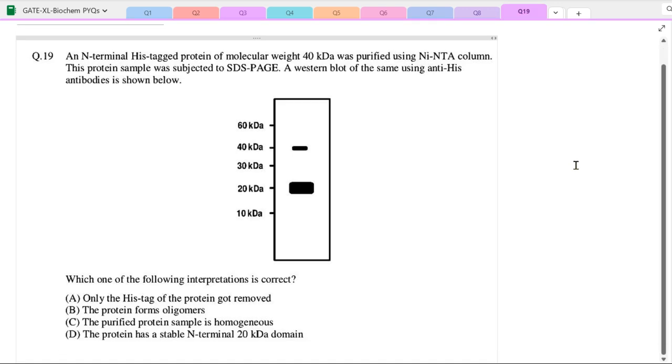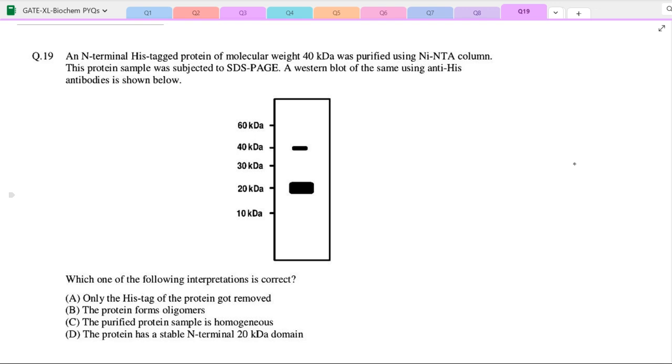So here, an N-terminal his-tagged protein of molecular weight 40 kilodalton was purified using a Ni-NTA column. This protein sample was subjected to SDS-PAGE. A Western blot of the same using anti-histidine antibodies is shown below. So which one of the following interpretations is correct? So here it was initially a 40 kilodalton protein which was his-tagged, and during Western blotting you use these anti-histidine antibodies, and upon running this SDS-PAGE we also find a 20 kilodalton band.